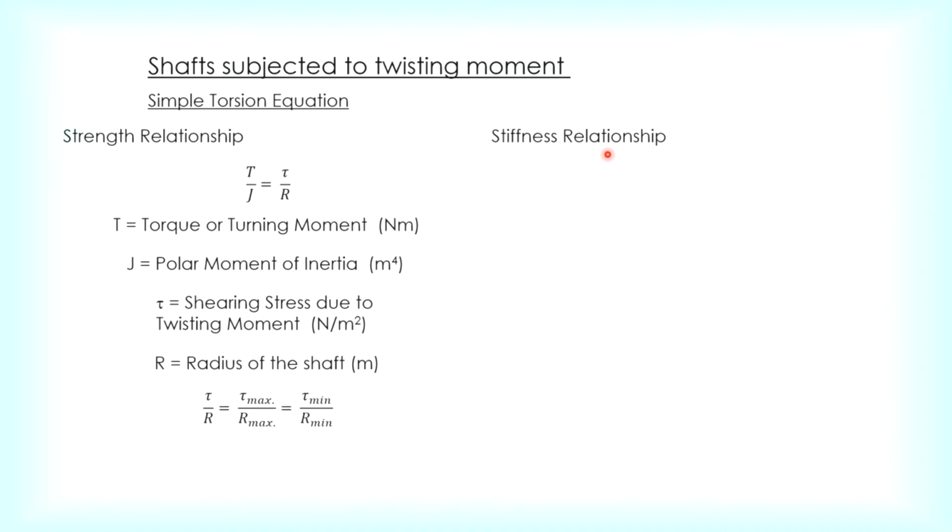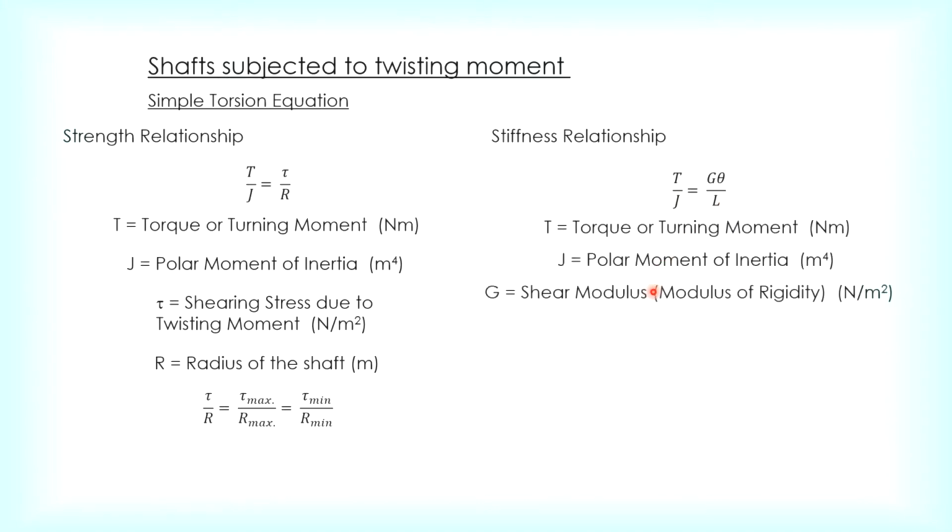So the next would be the stiffness relationship. In the stiffness relationship, you have T over J, which is the torque and the polar moment of inertia. G will be the shear modulus. Theta here will be the angle of twist, and L here will be the length of the shaft. Okay, so that is what I've shown here.